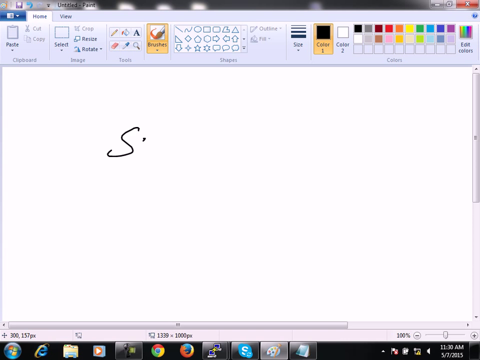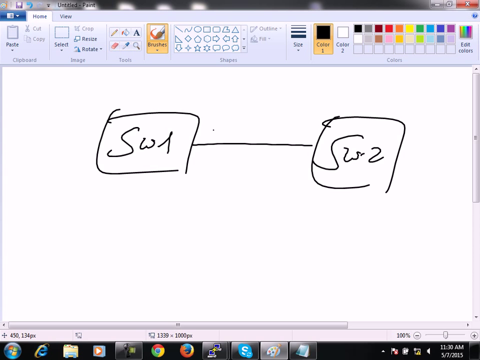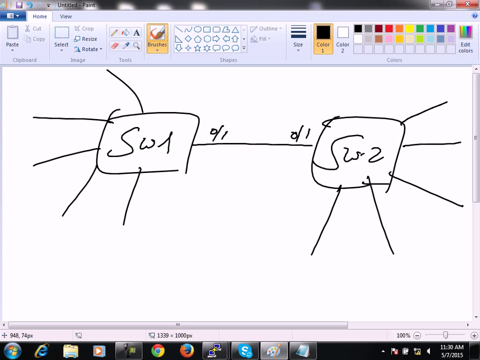See, let's say that I have switch 1 and this is switch 2. They are connected using interface 0/1 on both sides, and then you have some LAN users behind switch 1 as well as switch 2. Is it really required? Is it really mandatory to enable STP here in between these two switches?